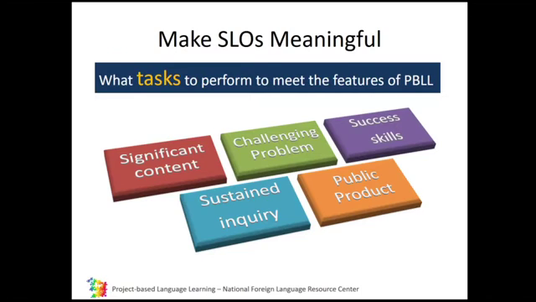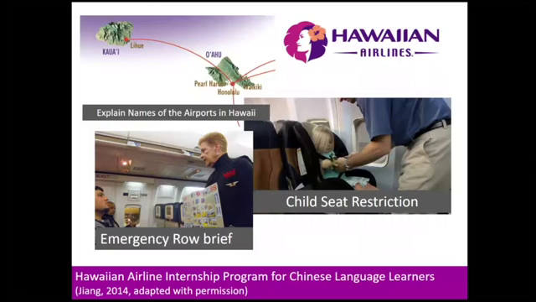Let me give you an example. For example, my colleague Jiang Song is teaching this internship program for Chinese language learners, where they're training the learners to perform as interns in Hawaiian Airlines. So in this project, there are very salient tasks. For example, students have to explain these different regulations and policies, like this child seat restriction.